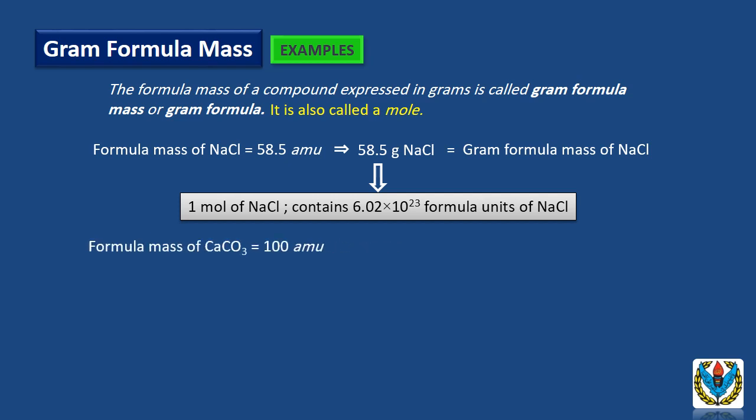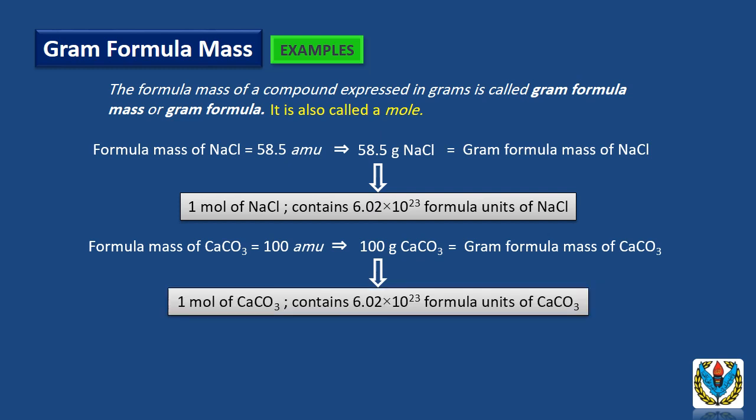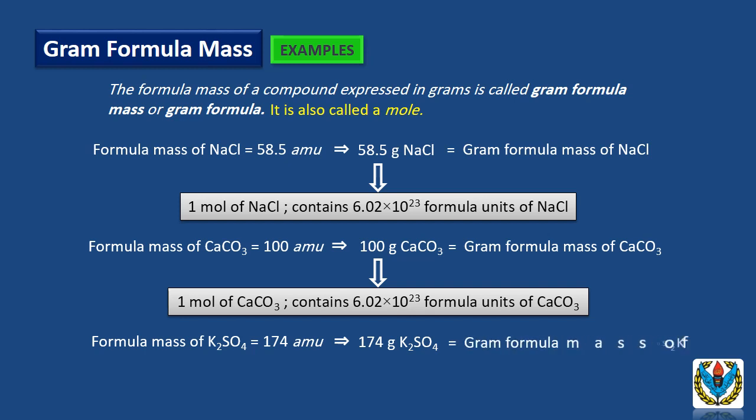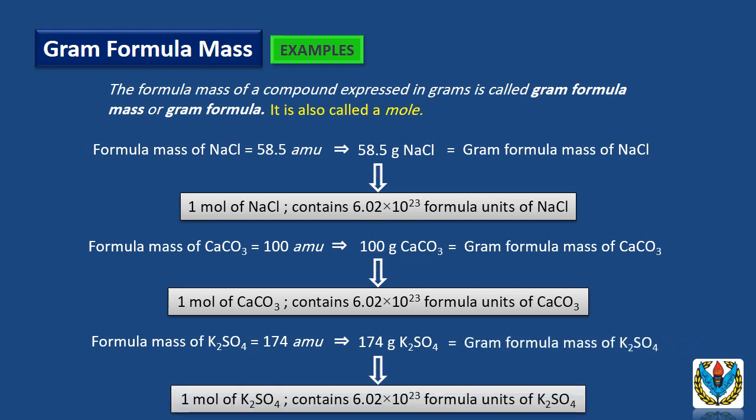Formula mass of calcium carbonate is 100 AMU. 100 gram calcium carbonate is its gram formula mass and is equal to 1 mole of it and contains Avogadro's number of formula units of calcium carbonate. Similarly, formula mass of potassium sulfate is 174 AMU. Its gram formula mass is 174 gram, which contains exactly 6.02 into 10 raised to the power 23 formula units of potassium sulfate.